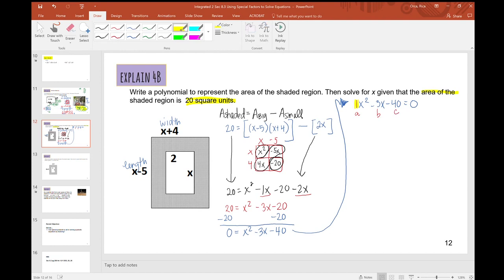I'm using the x method because my expression is a trinomial. So with the x method, a and c will go at the top, b will go at the bottom. We have 1 times negative 40, which is negative 40, and negative 3 is going to go at the bottom. Okay, class, we need to think of two numbers that will multiply to negative 40, but will add up to negative 3. I'll go ahead and give you some time to think about it.